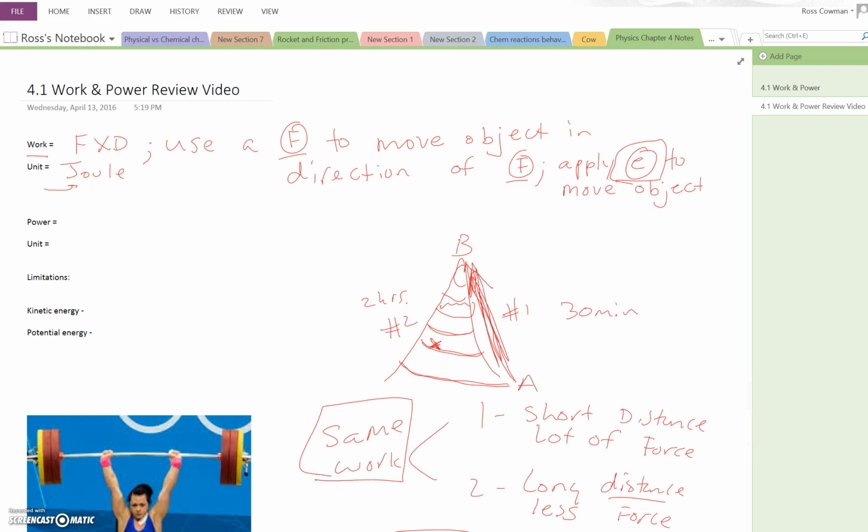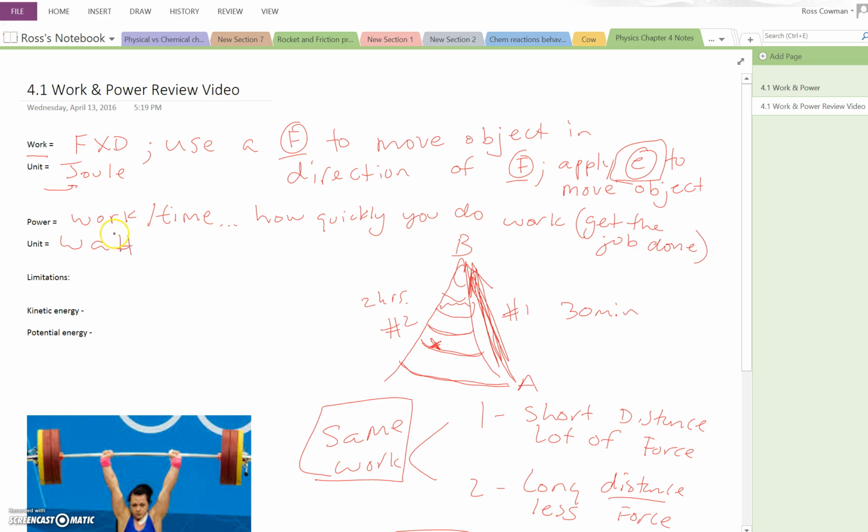So let's skip over here to power for a second. Power is the equation that takes time into account. So it is work divided by time, or how quickly you do work. Or technically, how quickly you get the job done. The unit is going to be watts. So this is the only one of the two that really takes time into account.